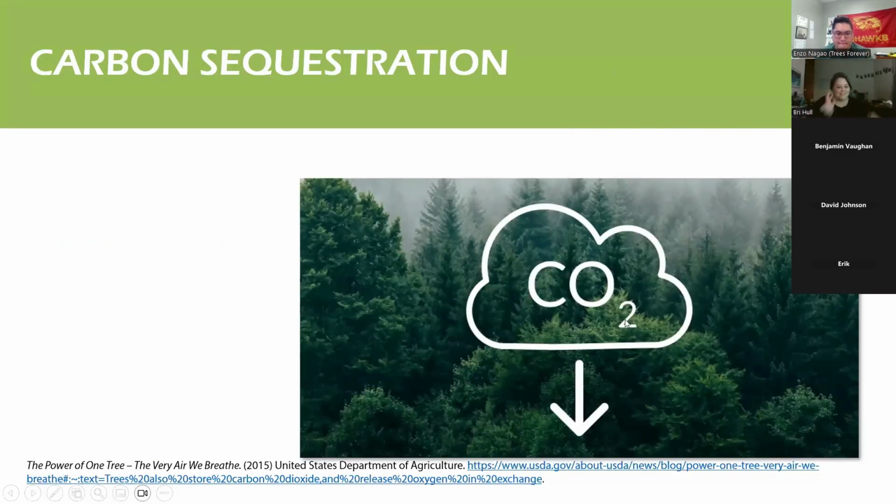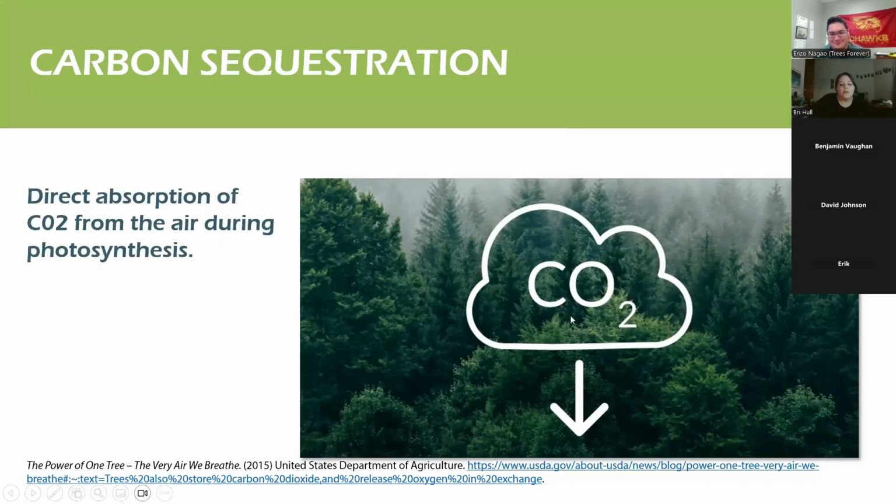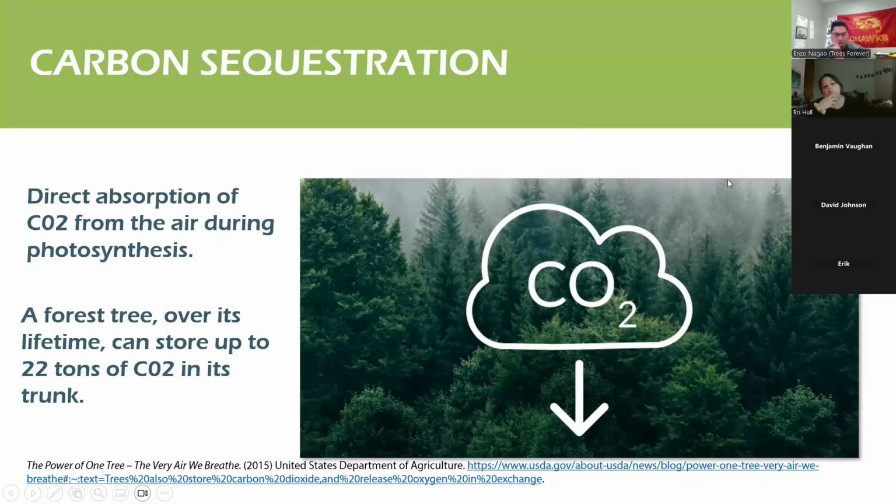Carbon sequestration. We all know that trees clean our air, so they actually do direct absorption of carbon dioxide from the air during their photosynthesis process. A forest tree over its entire lifetime can store up to 22 tons of carbon dioxide in its trunk. Now imagine that's a forest tree, so that's of course in an ecosystem that has all of these additional things. But even if we have that for urban trees, that's a massive amount of CO2 removed from the air and improving that air quality for our urban and suburban areas.